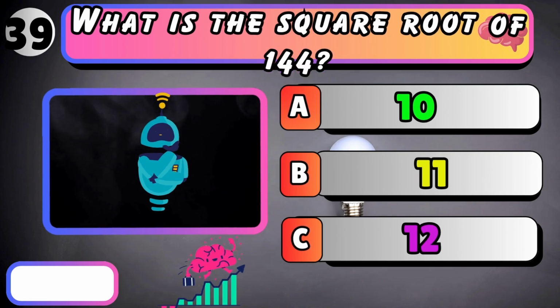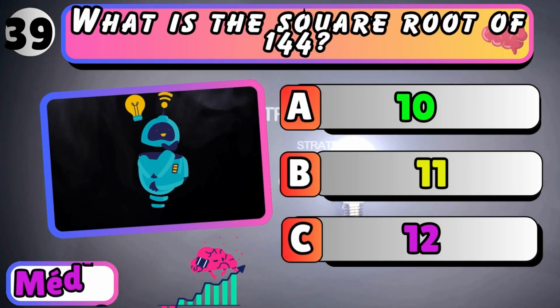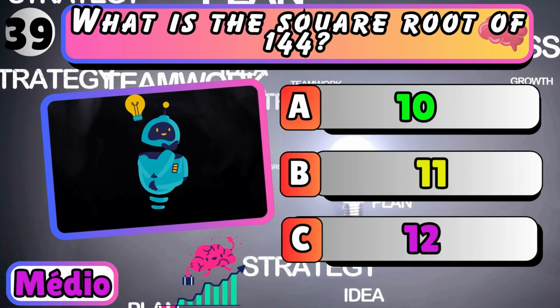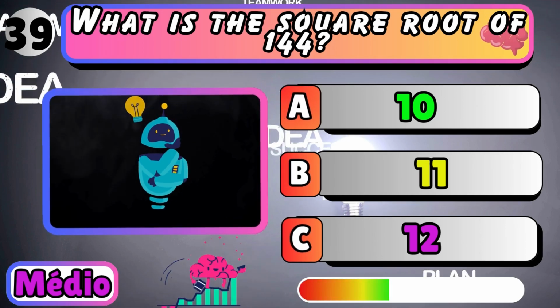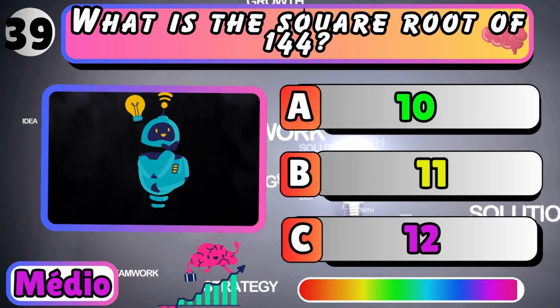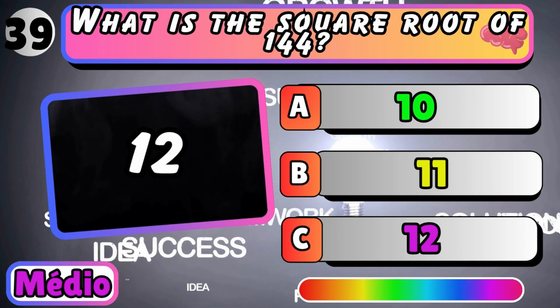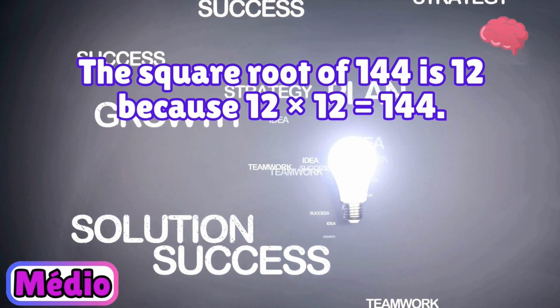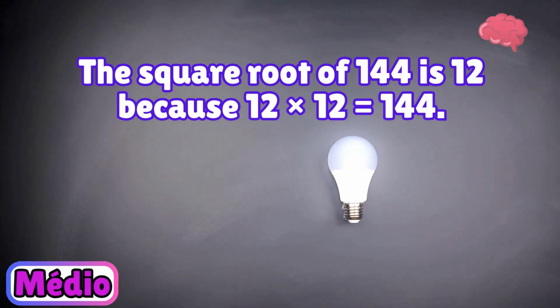What is the square root of 144? 10, 11, or 12? 12. The square root of 144 is 12 because 12 times 12 is equal to 144.